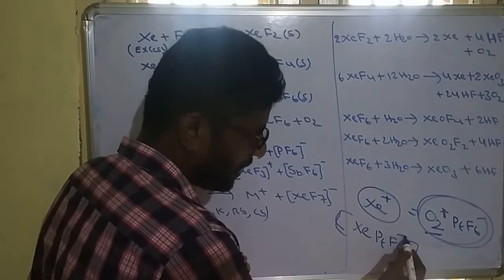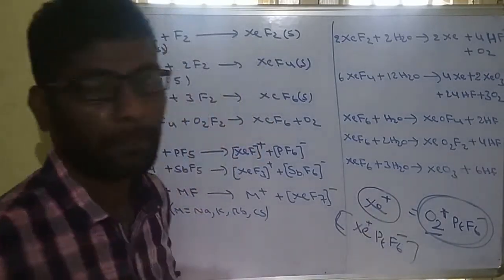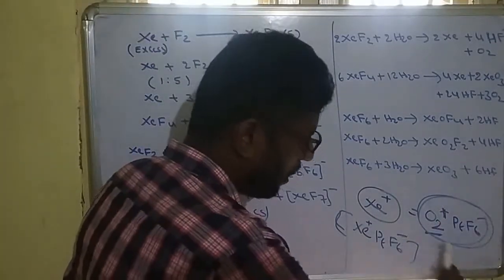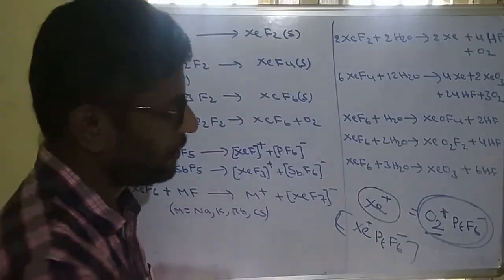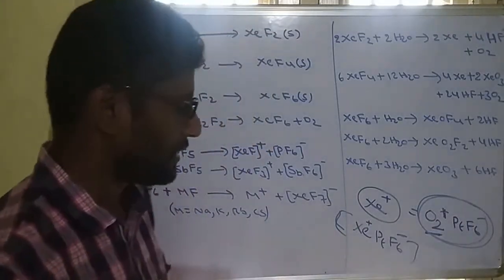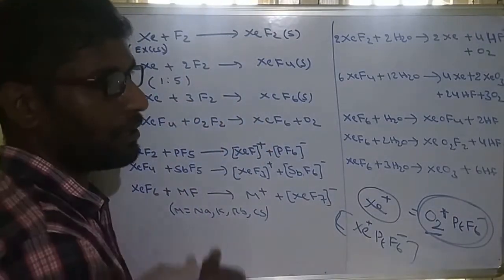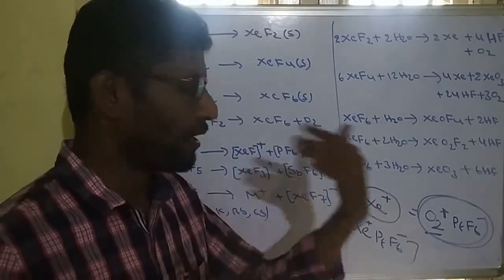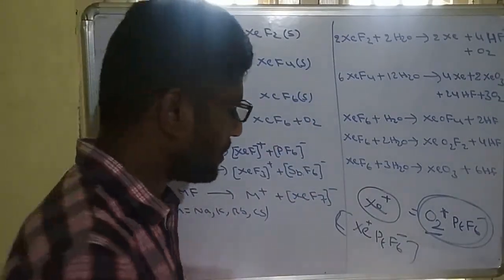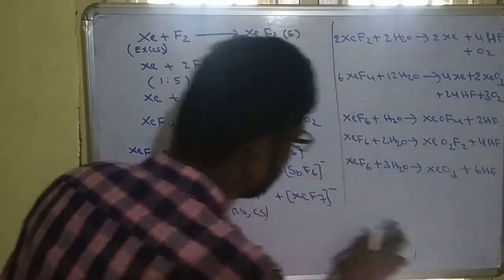XePtF6: PtF6 charge will be minus, Xe charge will be plus. So based on the formula O2PtF6, the first noble gas compound discovered is XePtF6. After that, xenon's number of oxides and number of fluorides were formed. All these reactions are written here.